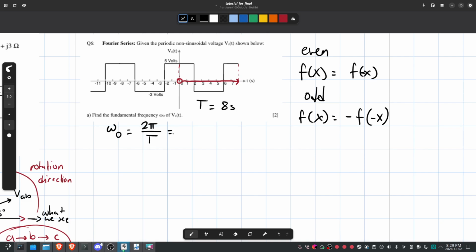And so our W0 is going to be 2 pi divided by 8. I don't know why I'm using a calculator for this, but it's one quarter pi. I'm just going to try and rush through this a bit fast because I think people are starting to clock out.